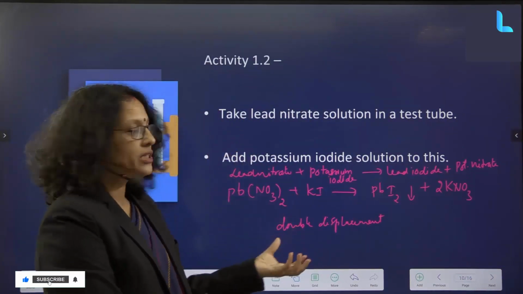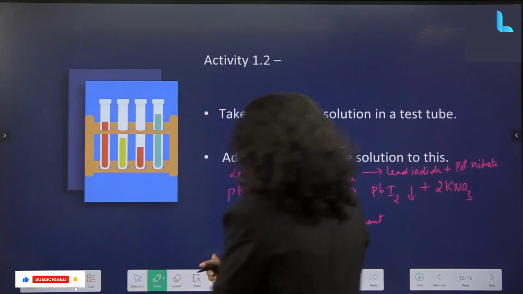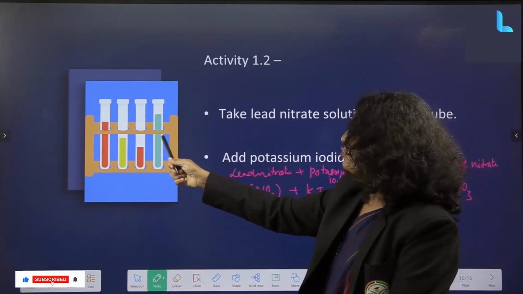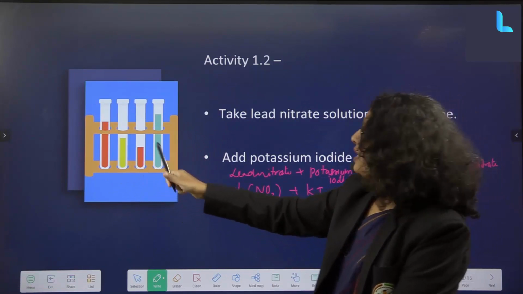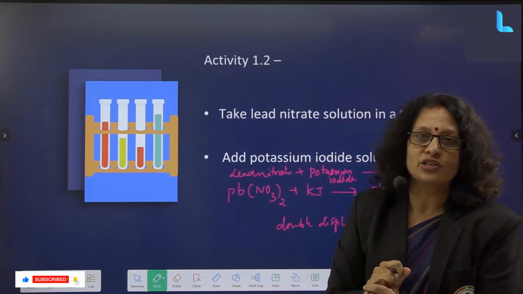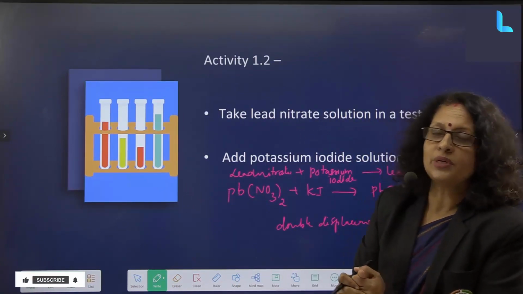So another activity is there. Here the next experiment is there, you can observe it here. This is called a test tube. A test tube is kept in a test tube stand, and it is always used for working with a small quantity of chemicals. Reactions can be done in the lab and can be observed.